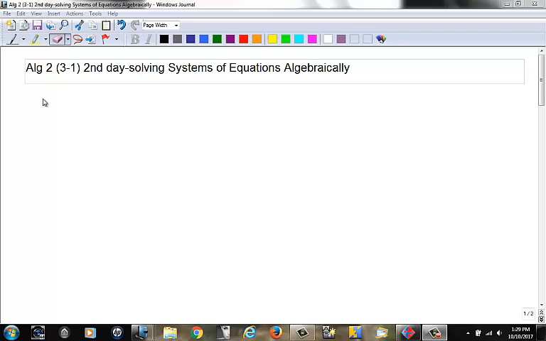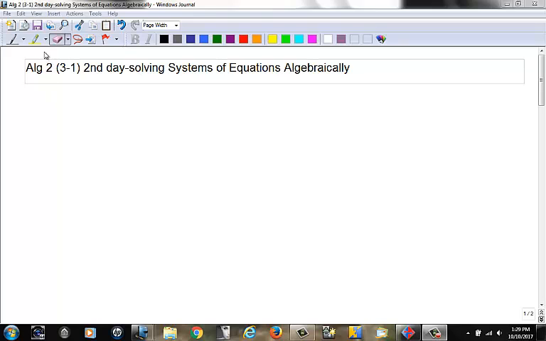Okay, this is actually the second day of notes on 3.1. The author combined solving systems of equations graphically with the algebraic methods, so I split them up into 2 days. So this one we get into the algebra. And you actually did these two methods in Algebra 1, so hopefully this will be some review.